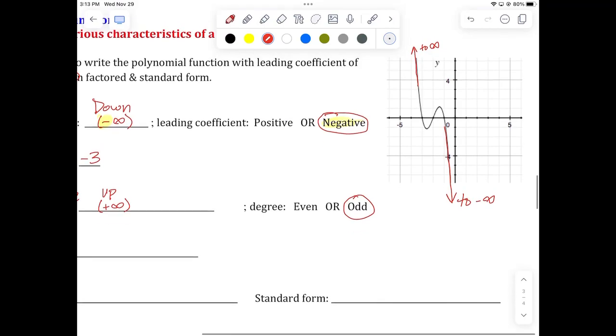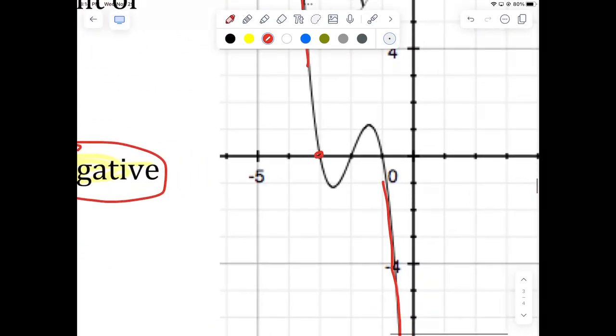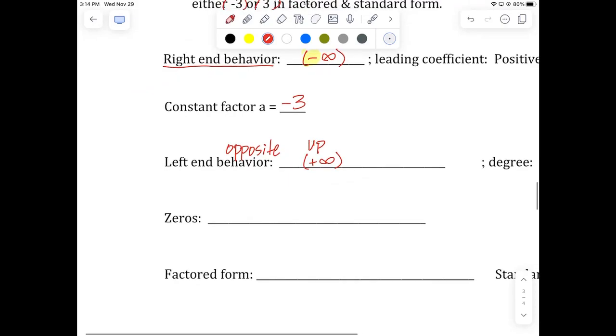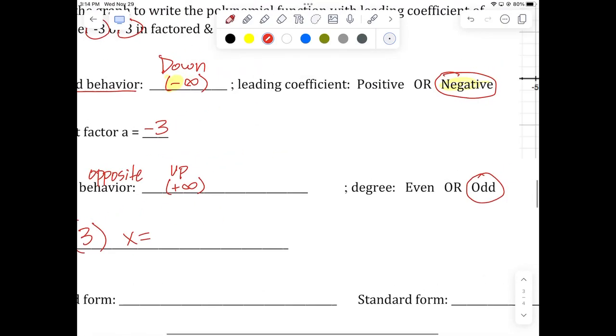How many zeros does it have? 1, 2, 3. If I told you that that's the maximum number of zeros that this polynomial will have, you can tell me then that it does have 3 zeros. What are they? It's x equals what? Let's see.